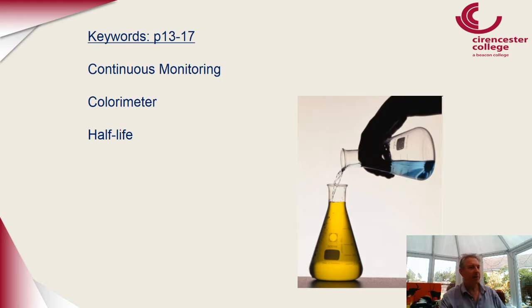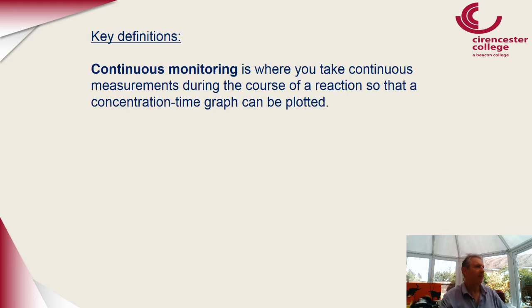Here are the main keywords, on pages 13 to 17 of the booklet, that you're going to come across. Continuous monitoring of a reaction, using a colorimeter, which is a useful device to do that with, and the idea of half-life. Continuous monitoring means continuously taking measurements during the course of the reaction so that you can see how the concentration is dropping as it goes through.